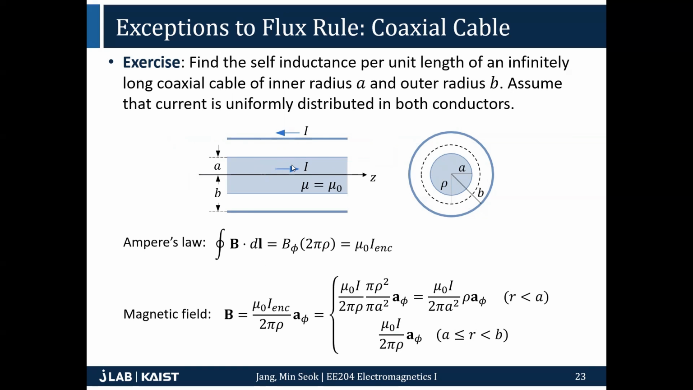So you have a current, so you can calculate the B field by using Ampere's law. And it's very easy. Inside the inner conductor, it's linearly proportional to rho. And then outside the inner conductor, between A and B, it's just like a magnetic field due to a line current. And then outside, it's 0 because the enclosed current becomes 0. Okay, so this is your magnetic field, and we exactly know this.